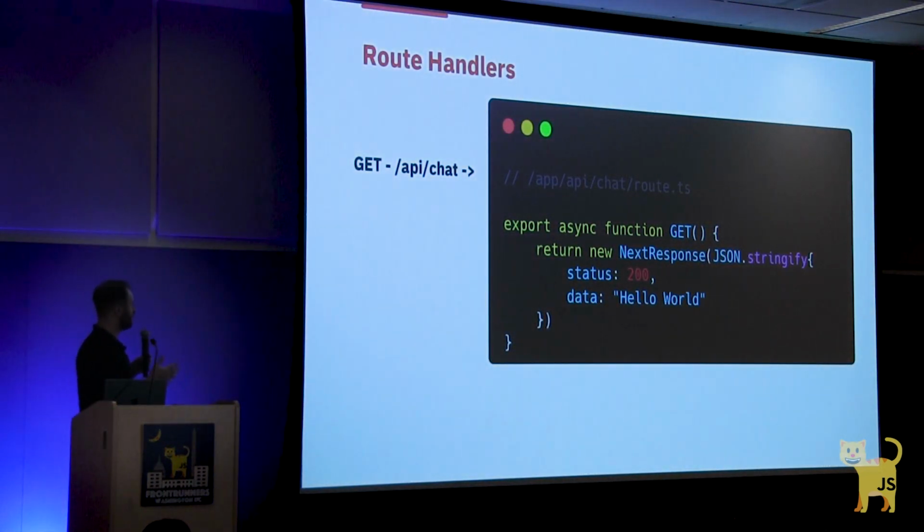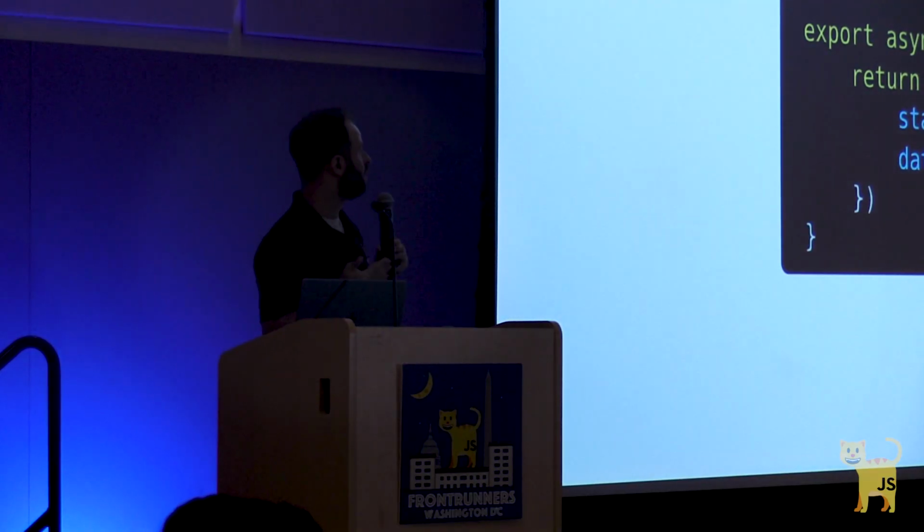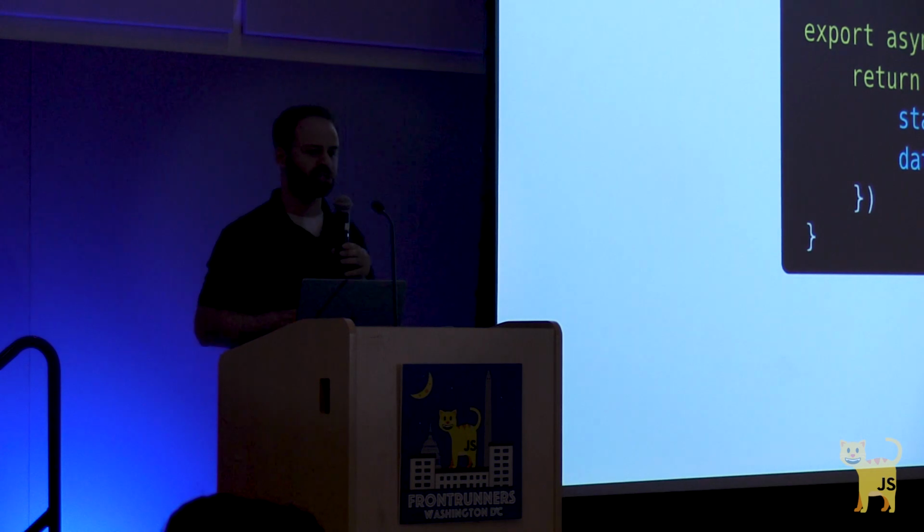Cool, so what is a route handler? Well, a route handler is defined by the folder structure in the project. So you have /app, you create a folder called api/chat, and then a file called route.ts. And within there, you can define a function. In this case, we want to create a GET handler, and we return a response. And so when we deploy our app, it's actually going to expose a GET call at /api/chat.